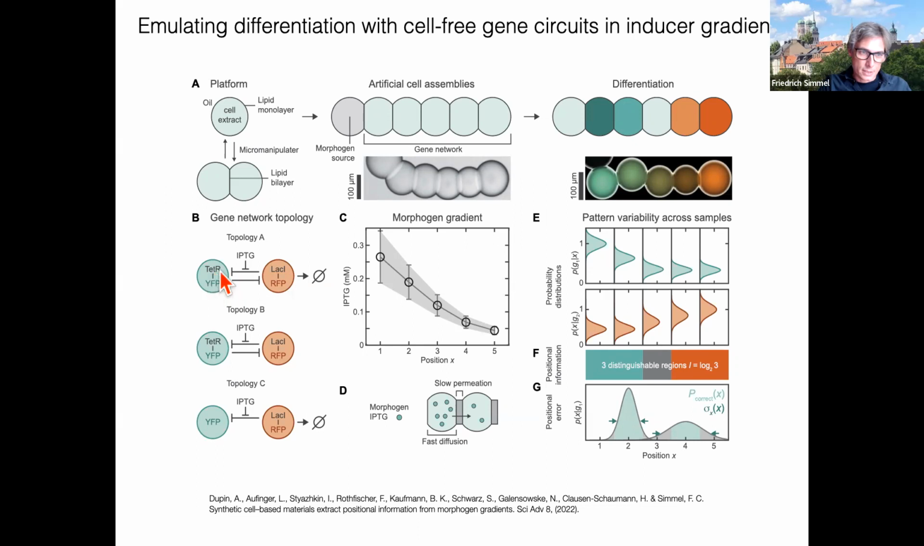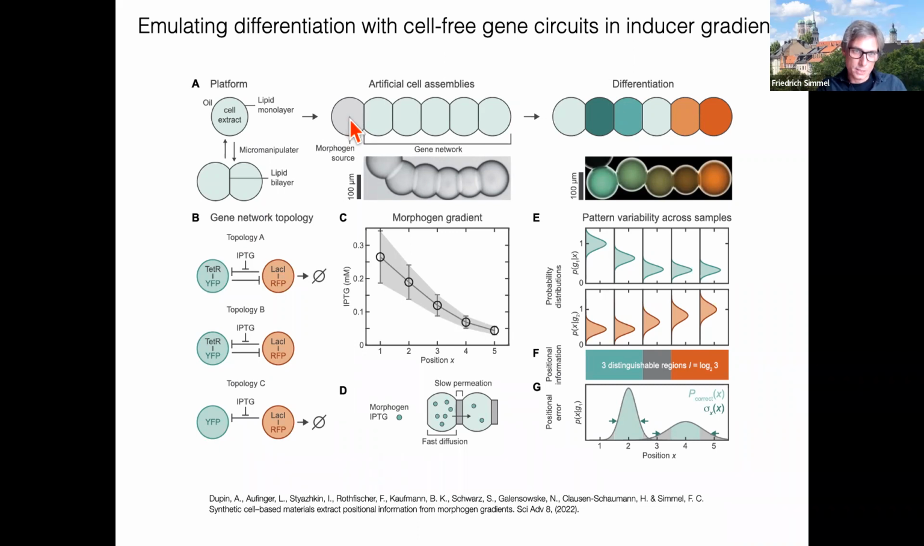And the idea is that in the presence of TET-R, TET-R would repress the production of LUC-I and vice versa. So it's a kind of bistable or mutually repressing arrangement of these repressors. And we just use IPTG, the inducer that acts on LUC-I, as a morphogen. So rather than having a real morphogen like in developmental biology, we just use IPTG, and we put that IPTG into our morphogen source droplet.